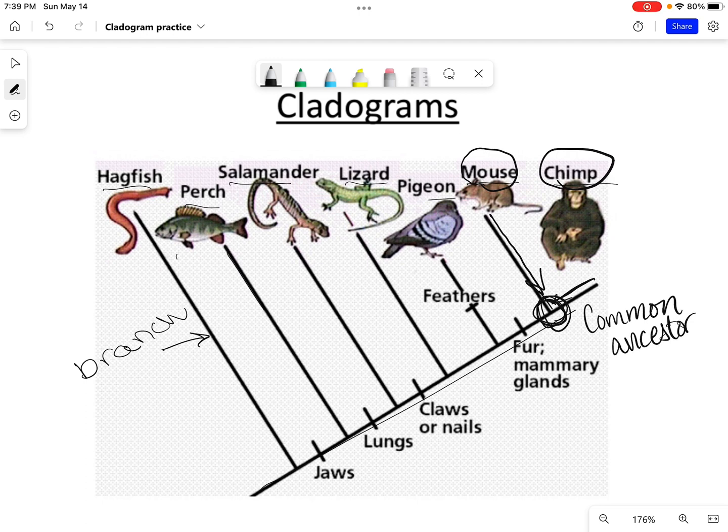That common ancestor is responsible for both lines. So somewhere before that common ancestor would have acquired the traits of fur and mammary glands. This common ancestor having those traits is the reason that our mice have hair, our chimps have hair, and that they can both feed their young with milk.